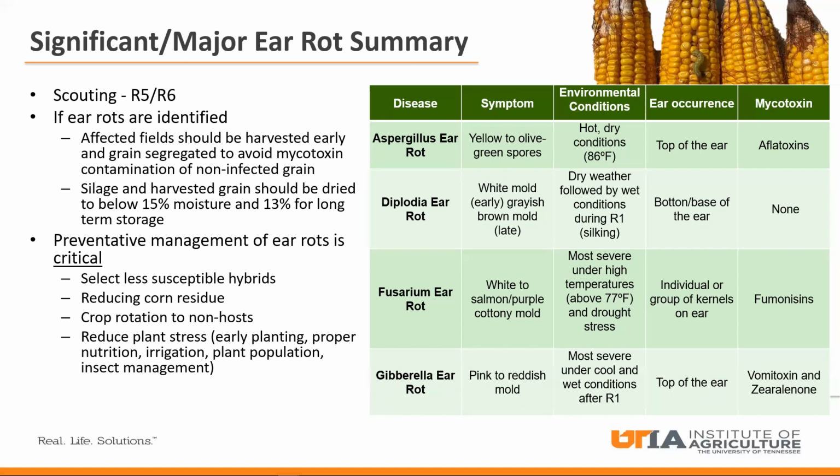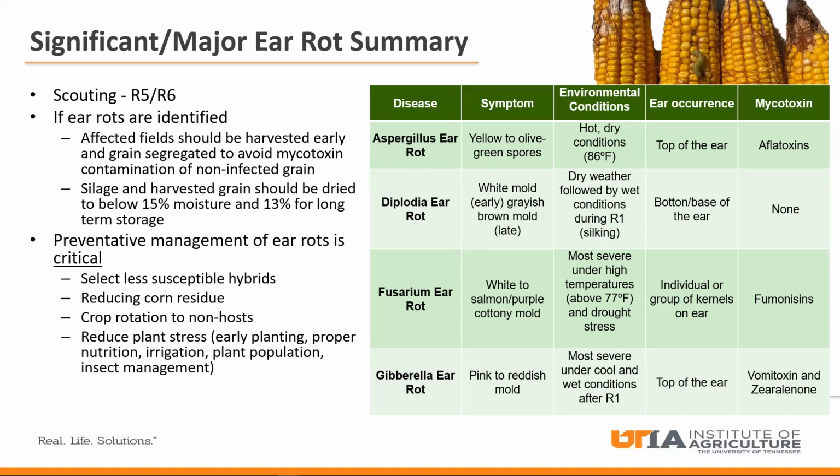Diplodia ear rot: white mold to grayish brown, occurring with dry weather followed by wet conditions. Here you usually see this at the base or the bottom of the ear, but it does not produce any mycotoxins. Fusarium ear rot: you have a white to kind of purplish cottony mold. It's most severe under high temperatures and some drought stress. Individual kernels or groups of kernels on ears is where you will find the pathogen, and it does produce fumonisins, the mycotoxin.